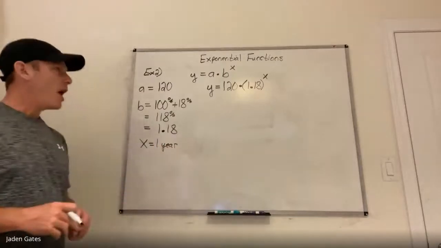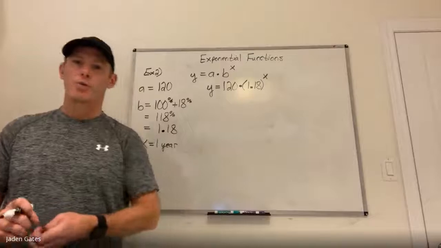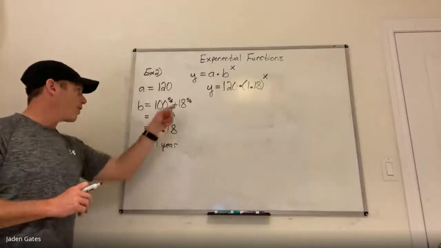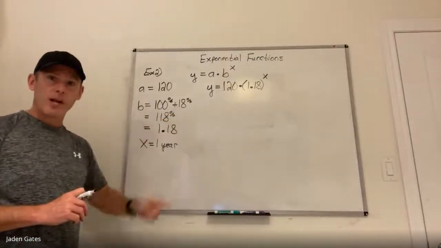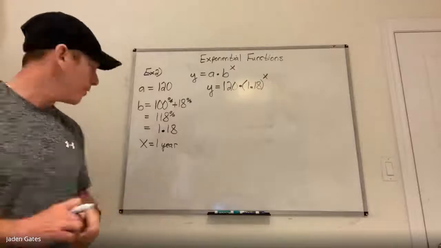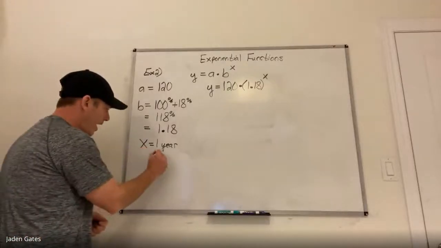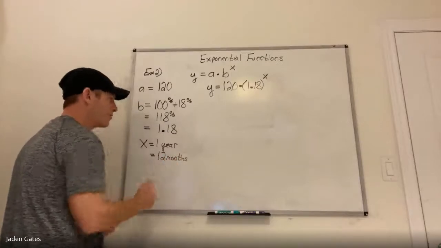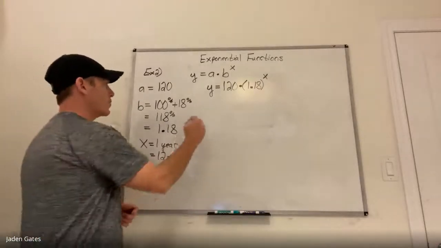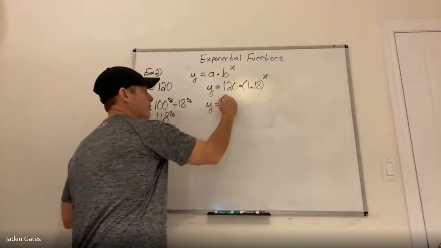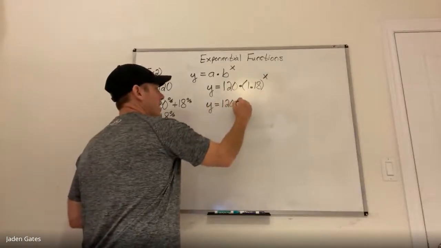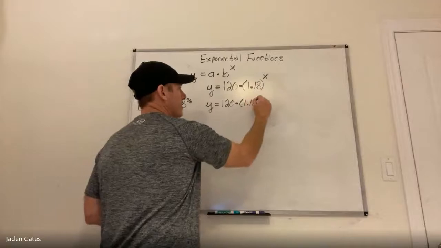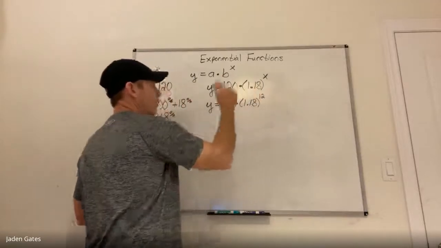Now, I'm not going to put a 1 in for x, and here's why. This is 1 year, but this particular rate is based on per month. So my x value has to be in months. So 1 year is 12 months. All right, so now I'm going to substitute that into my equation. I have 120 times 1.18 to the power of 12.